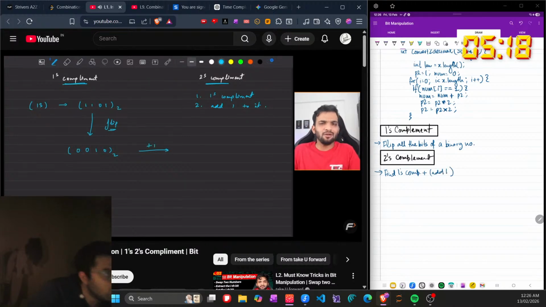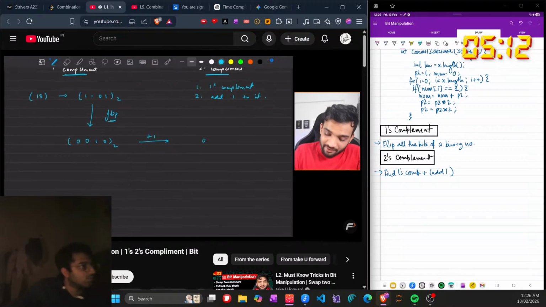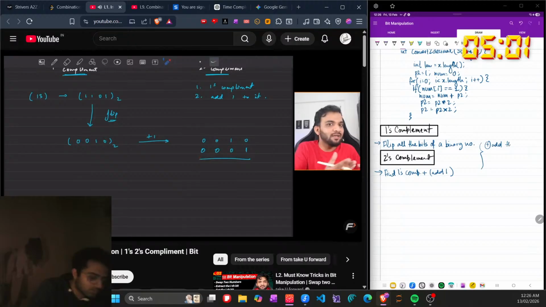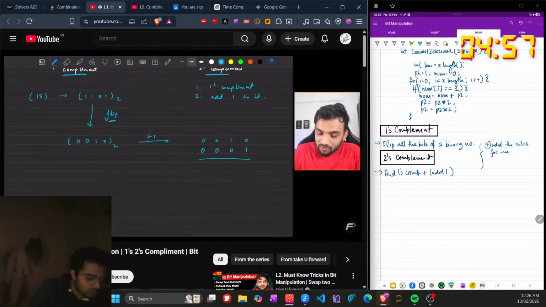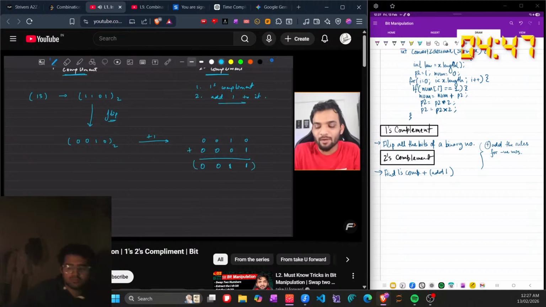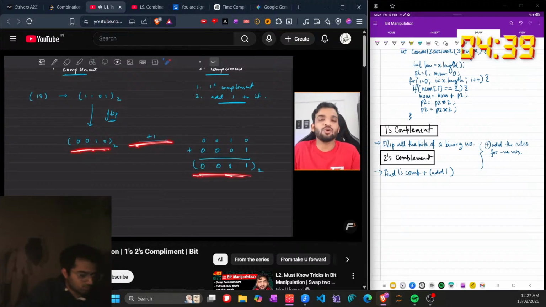Again, you might not have done binary additions, but just take it as a thumb rule as of now. So what you basically write is 0, 0, 1, 0. You add a 1 to it. So when you add a 1 to it, this will be zeros, because if you don't give anything, that is basically considered as 0. So 0 plus 1 is 1, 1 plus 0 is 1, 0 plus 0 is 0, 0 plus 0 is 0. Just as of now, do not think about the addition, just understand that you add 1 to it. So this is your 2's complement. Very simple. Figure out the 1's complement, add a 1, get the 2's complement.